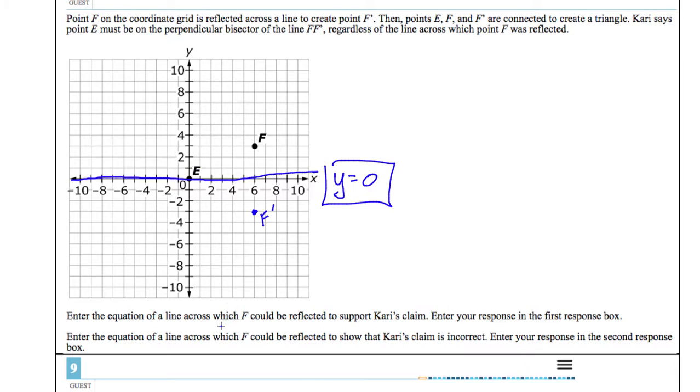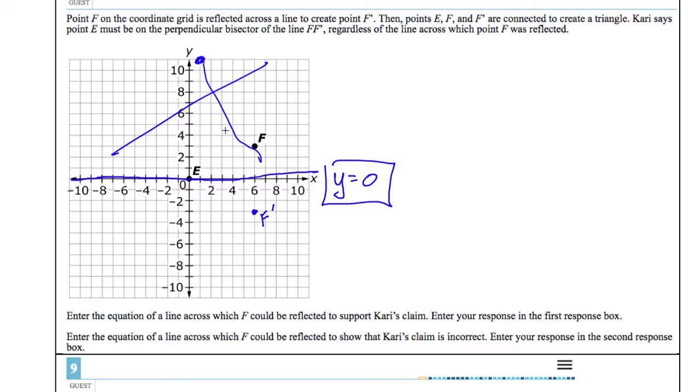Enter the equation of a line across which f could be reflected to show that Carl's claim is incorrect. Okay, so anything that doesn't touch E and you're good. It doesn't say the line has to go through E, does it? Yeah, so are you guys ready? There's a point up here. Now E is definitely not the perpendicular bisector, which again we haven't talked about, but here's my triangle.